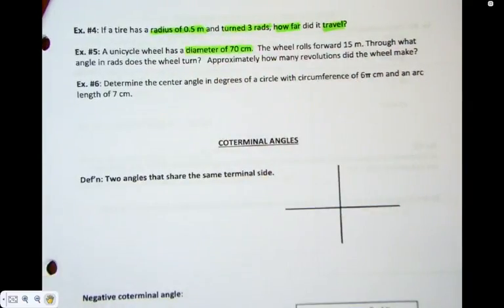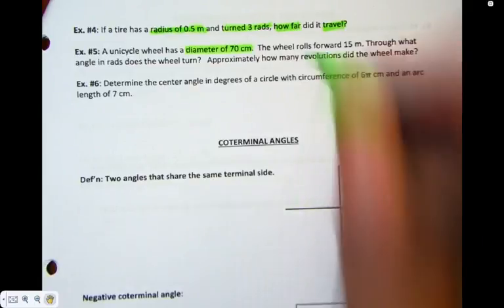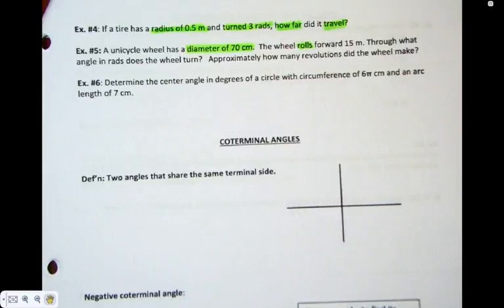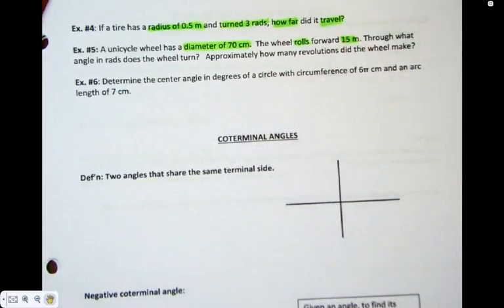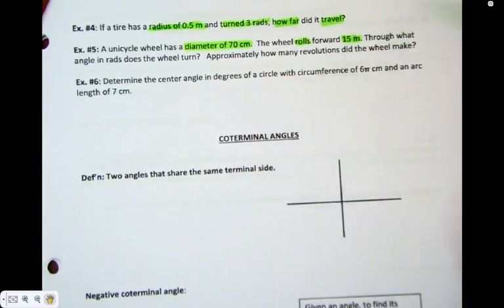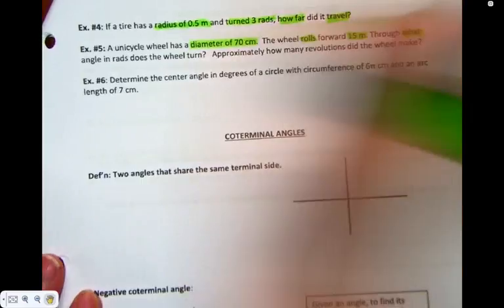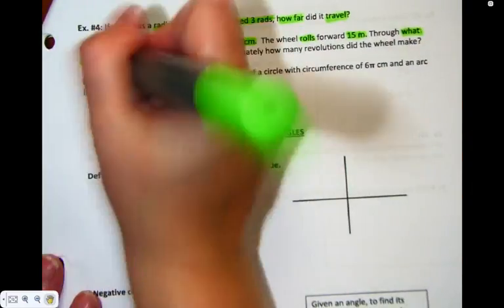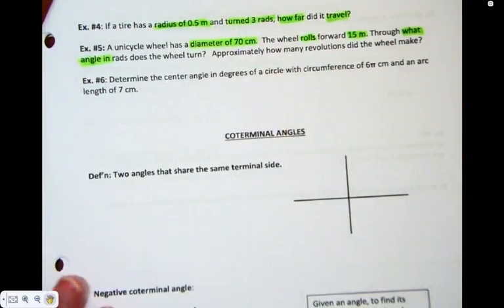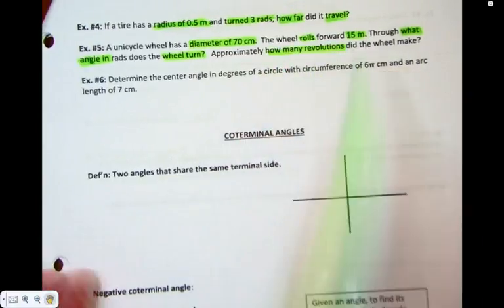Diameter of 70 centimeters. The second sentence: rolls forward. I could go either way, because the distance in terms of math doesn't matter if it's backwards or forwards. If your brain wants forward, then highlight forward. The next sentence: what angle in rads does the wheel turn? And maybe you just need turn, and that's fine. Maybe you don't need those at all. And the last question: how many revolutions?